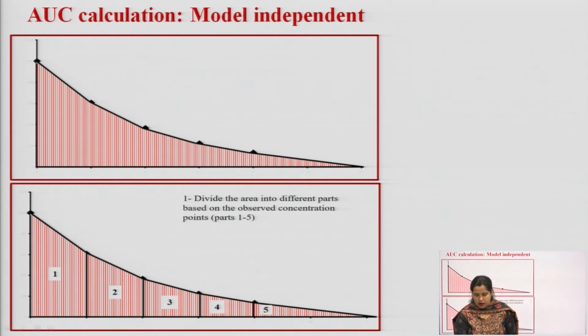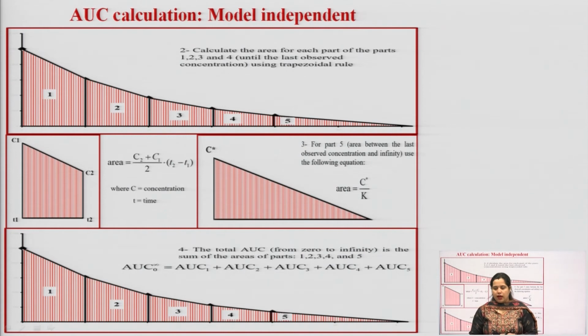Next, calculate the area for each of the parts 1, 2, 3, 4 up to the last observed concentration using the trapezoidal rule. This one box is known as a trapezoid. This is how we use the trapezoidal rule to calculate AUCs or other pharmacokinetic parameters. Using these trapezoids, considering them as boxes 1, 2, 3, we will calculate the area under the curve. So, we have segregated these boxes.